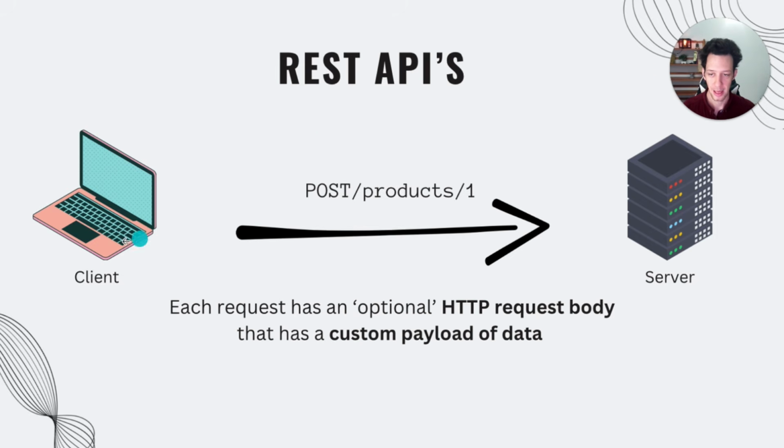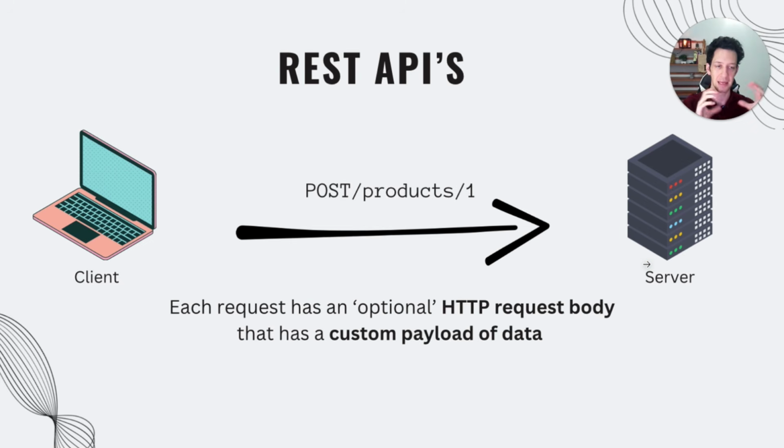So now every time our client makes a request to the server, each request has an optional HTTP request body that has a custom payload of data. Now this is optional, but it's pretty standard, okay? If I'm trying to give information to my server, it's going to be a custom payload of data.